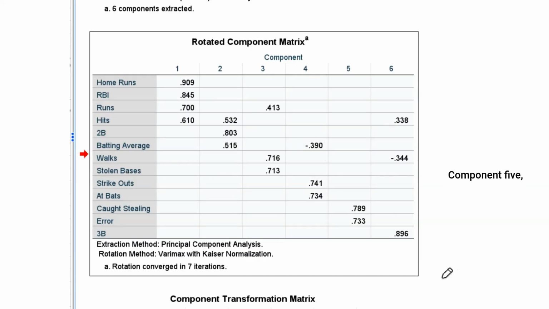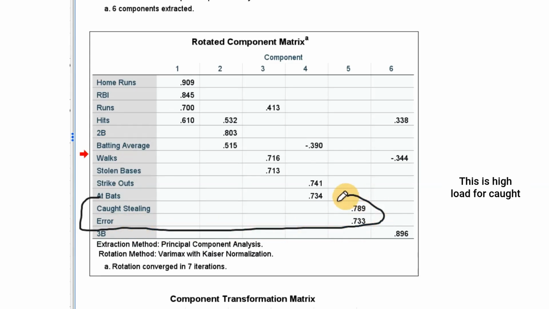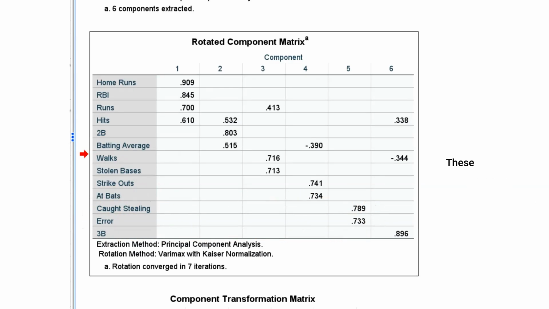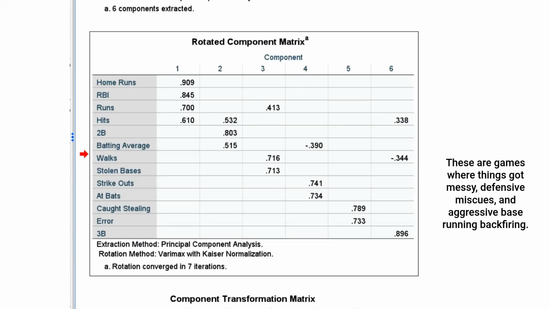Component 5, we have what looks to be base path and fielding risk. This is high load for caught stealing and errors. The theme is defensive and base path chaos. These are games where things got messy, defensive miscues and aggressive base running backfiring.